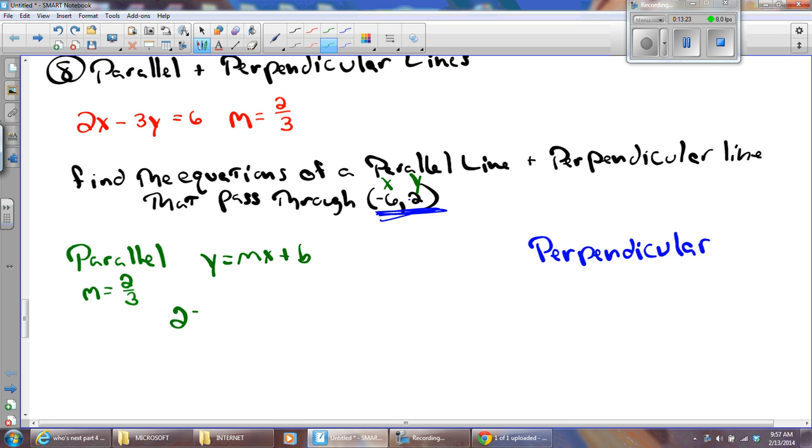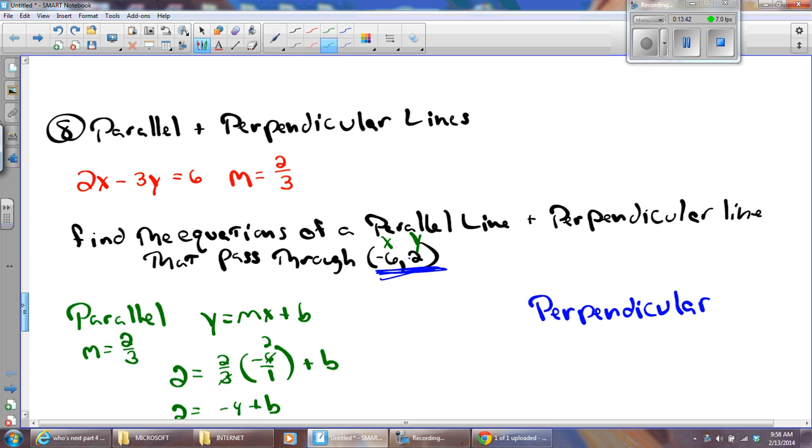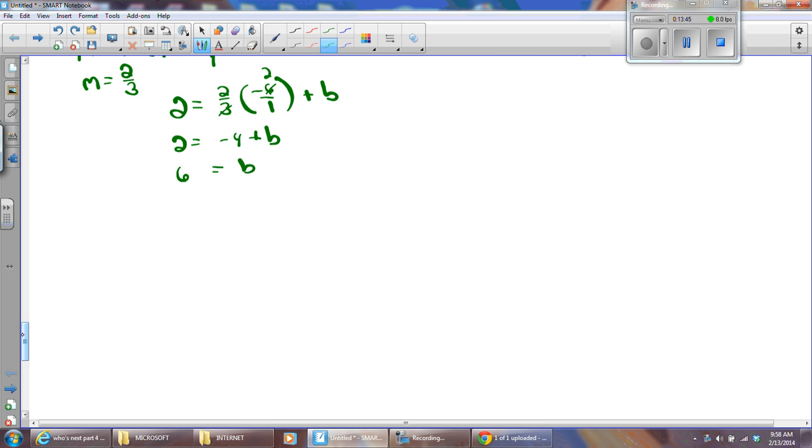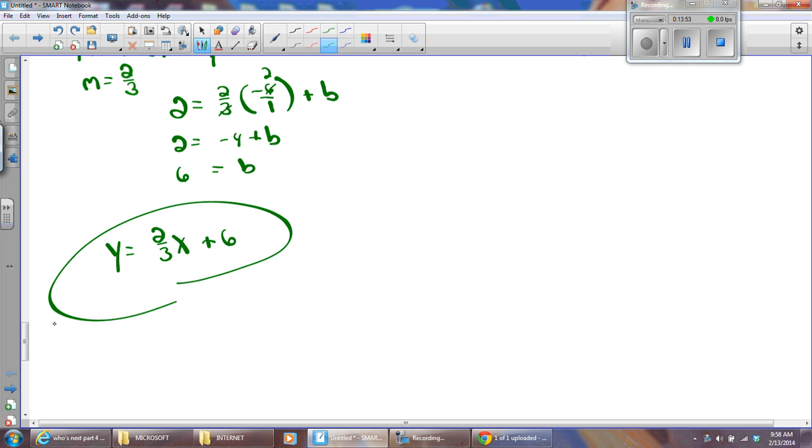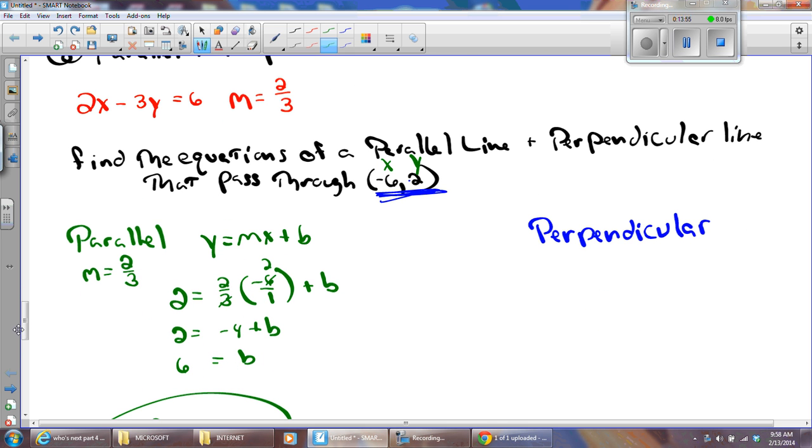So I'm going to get 2 is equal to 2/3 times -6 over 1 plus b. 2 is going to equal -4 plus b. b will equal 6. The equation of a line parallel to 2x minus 3y equals 6 is going to be y equals 2/3 x plus 6. Bam! Too easy. Give me a harder problem, Mr. Lawrence, please. You're not challenging me. It's too simple.